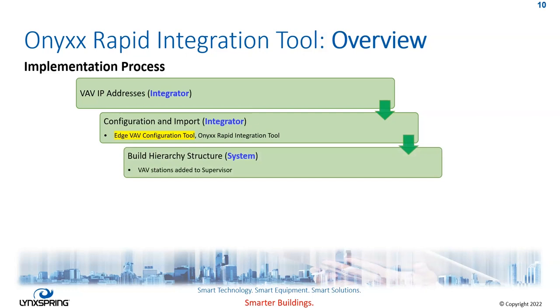Then, as the system builds each discovered and imported VAV station, it's placed under a zone, which is then placed under a supply and air handler. This structure is built on the data based upon that spreadsheet.